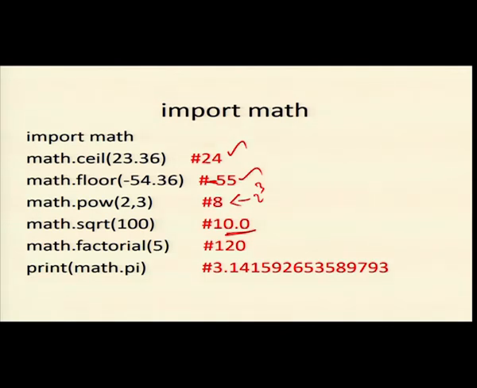Then math dot factorial of 5. What is the factorial of 5? It is 120 that will be printed.